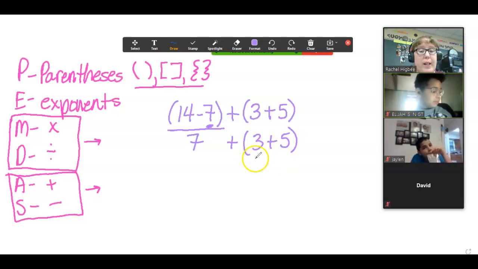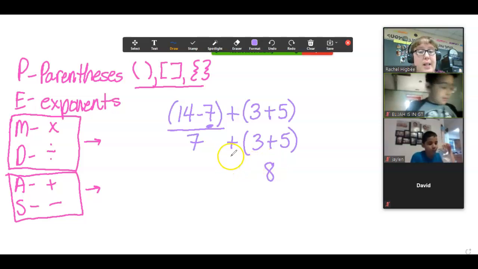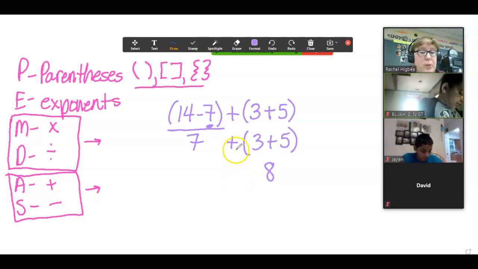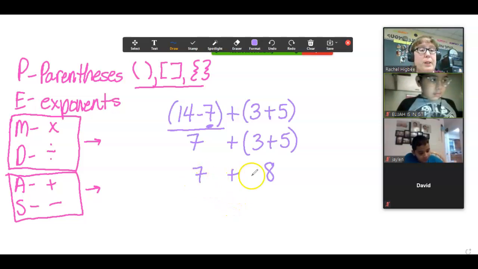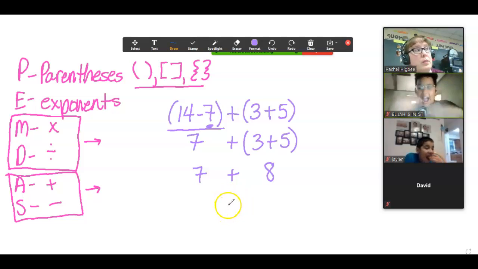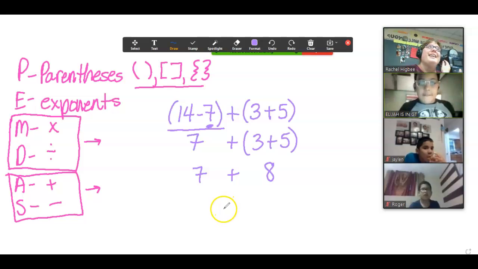So 3 plus 5 is what? 8. And then I rewrite what I didn't use. So I didn't use my plus sign, and I didn't use this 7. So now I'm left with 7 plus 8. What's 7 plus 8? 15. Good job, Elijah.